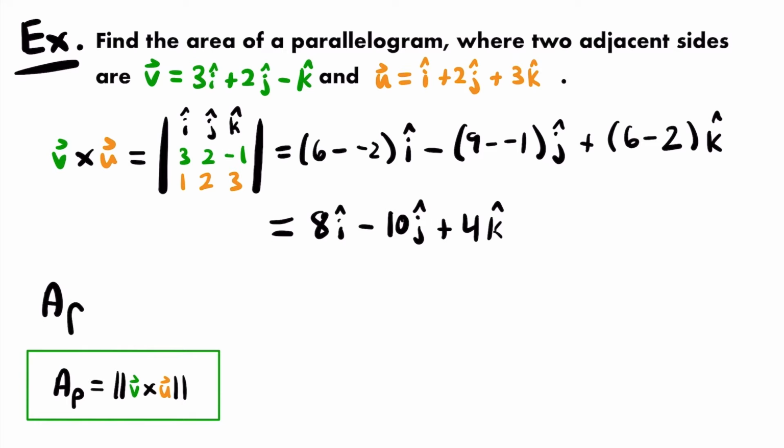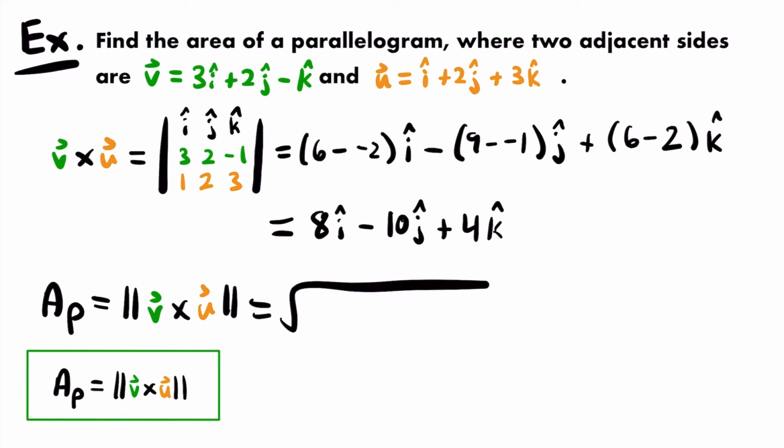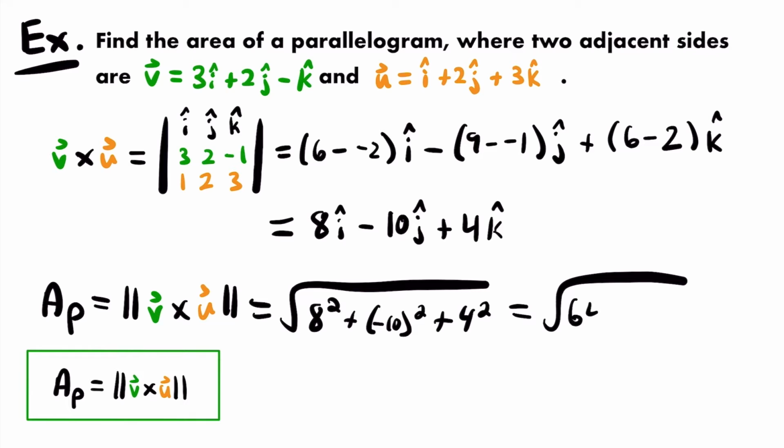The area of the parallelogram will be equal to the magnitude of vector v cross vector u, and that will be equal to the square root of the sum of these components squared. So we'll have 8 squared plus -10 squared plus 4 squared. 8 squared is 64, -10 squared is 100, and 4 squared is 16, and so this is equal to the square root of 64 plus 100 plus 16. And 64 plus 16 is 80, plus 100 is 180.